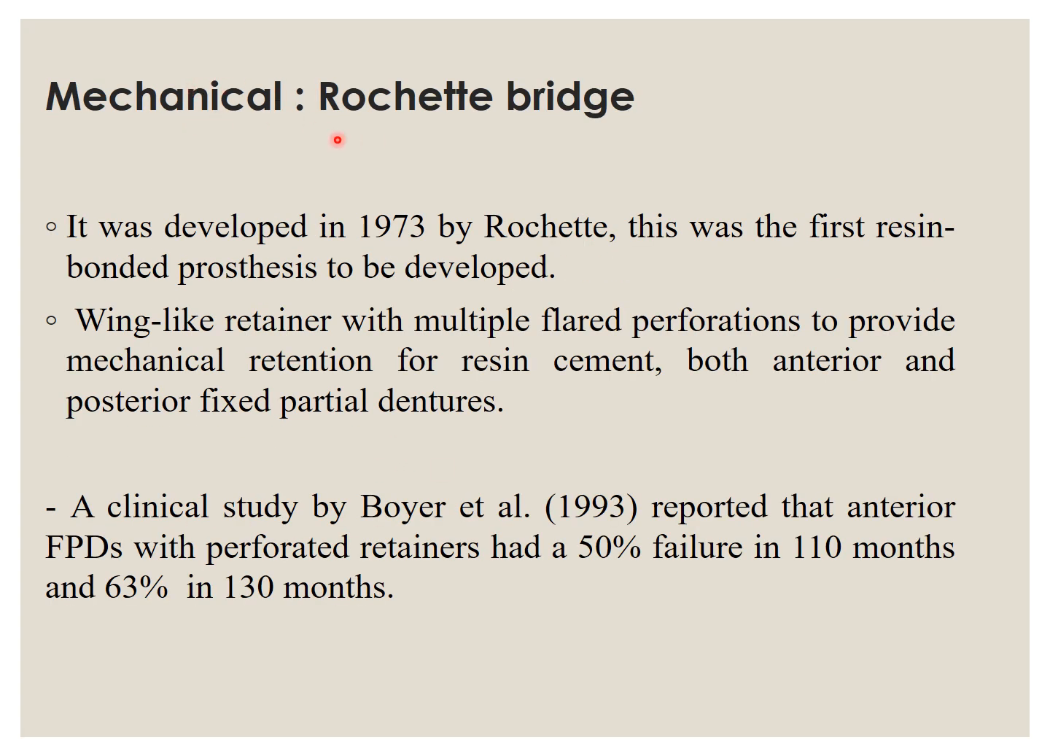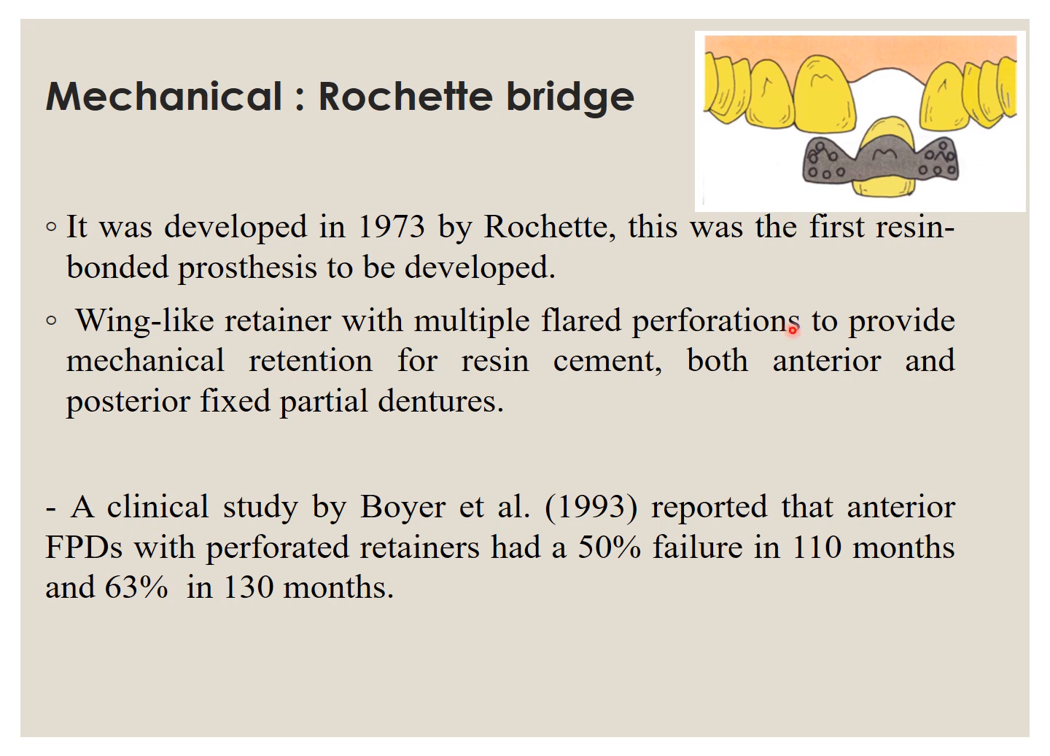Coming to the mechanical, the Rochette Bridge. It was developed by Rochette in 1973. So this was the first one to be developed. It looks like a wing-like retainer with multiple flared perforations. You can appreciate in this photo, to provide mechanical retention for resin cement, both anterior and posterior fixed partial denture. So that's how it basically looks like.